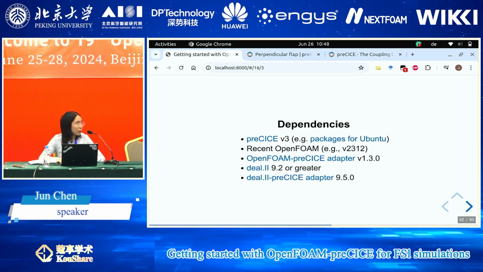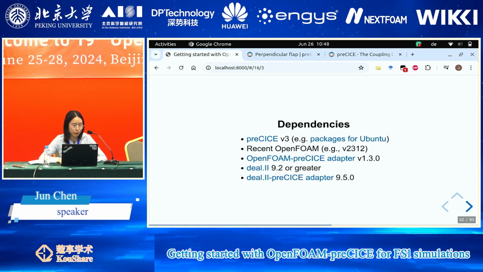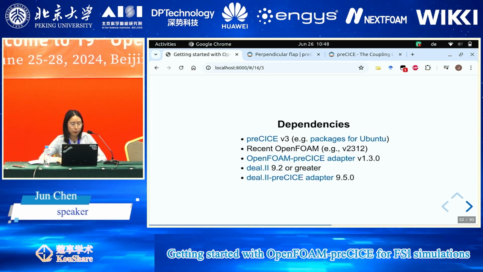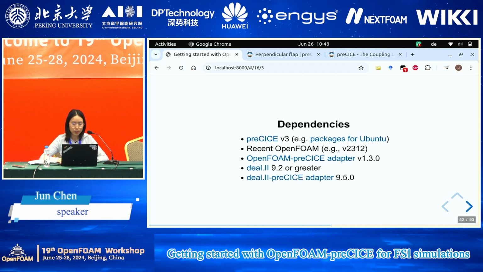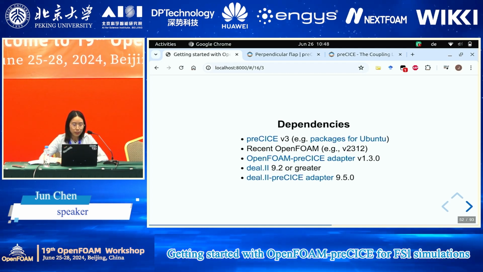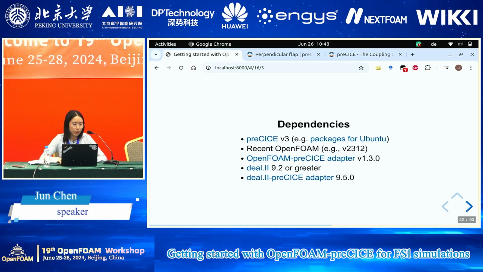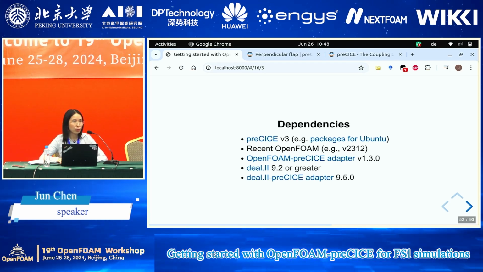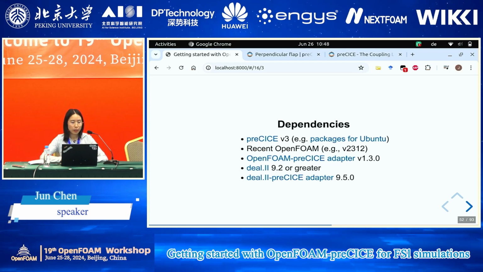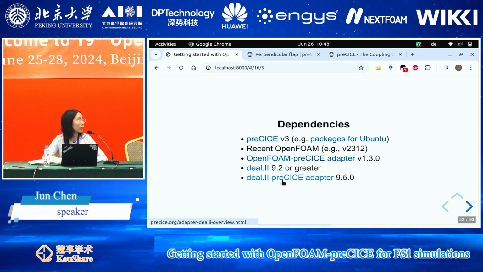And to run this tutorial, you will need to have preCICE version 3 and a recent OpenFOAM version, for example, 2312. And you need to have the OpenFOAM preCICE adapter. And for the solid, I use deal.II, so I also list deal.II and the deal.II preCICE adapter here. And they are all reachable through these links.